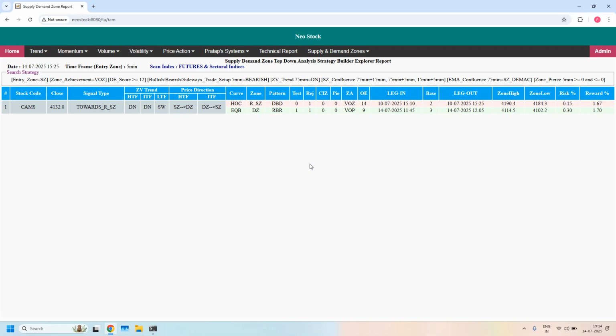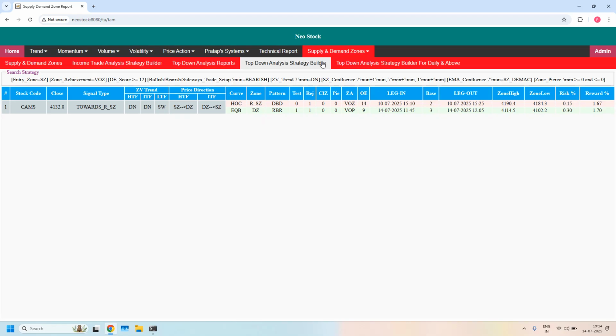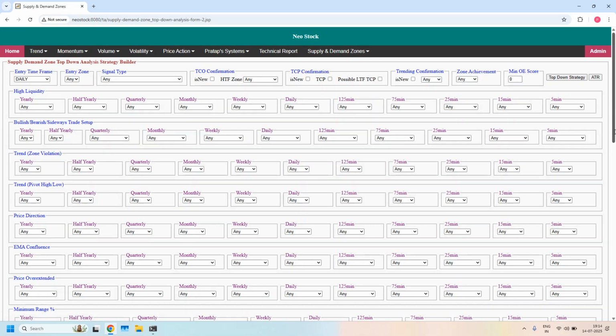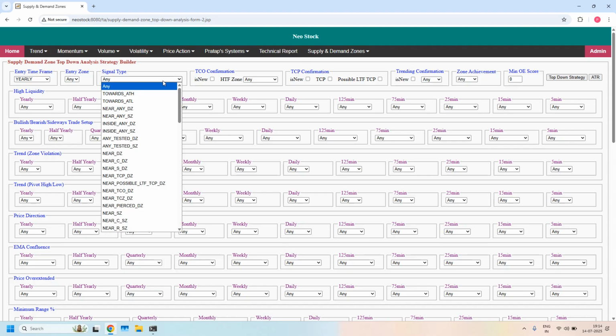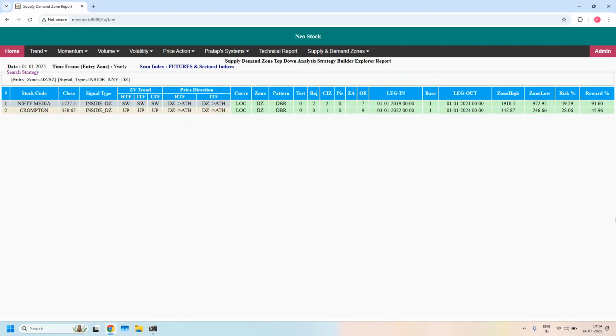Next, I will generate finding the stocks near demand and supply zones for all the time frames except daily and 75 minutes because they are already generated in the beginning of the report. Starting with yearly, price closed inside the yearly demand zone, we got 2 stocks.